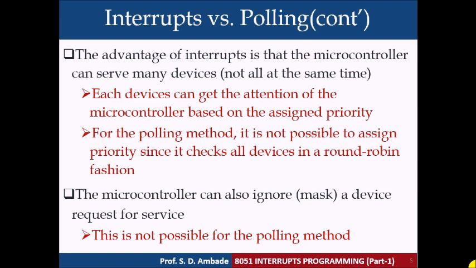The microcontroller can also ignore or mask a device request for service. If the microcontroller masks any device request for service, then it can ignore the service request from that device. This is called masking. So for ignoring the service request, we can use masking. This is not possible for the polling method. In the polling method, the microcontroller needs to serve all devices in round robin fashion.